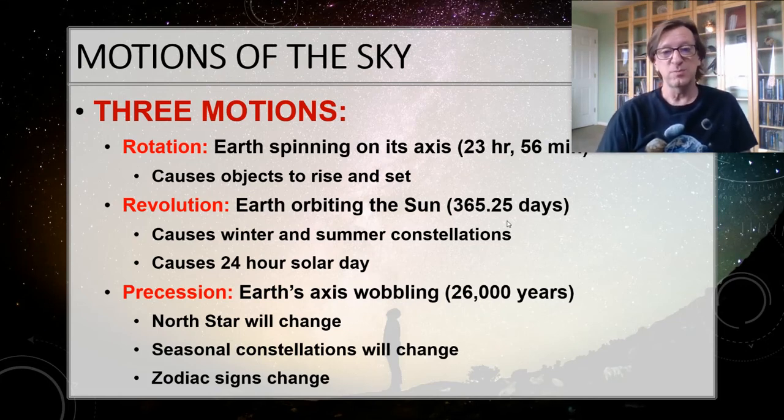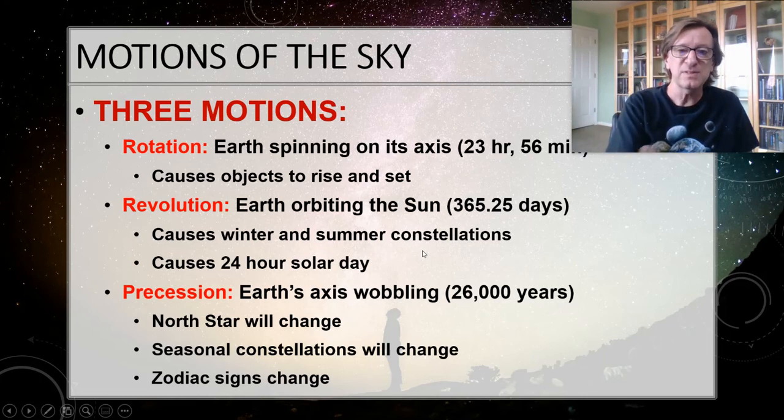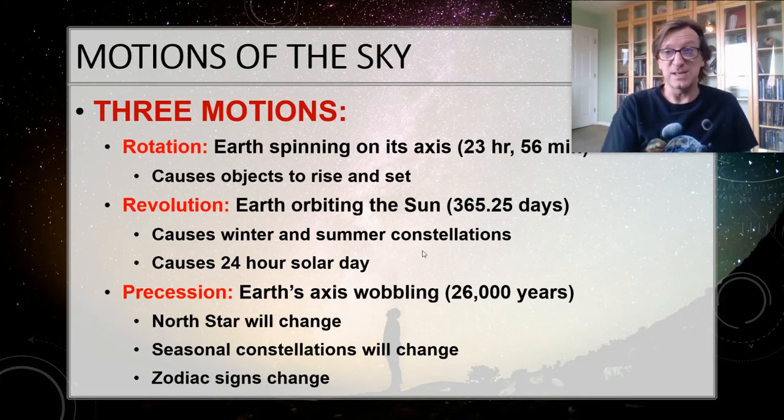Precession, that's the third motion. This one takes a lot longer. So revolution, anything that's happening over the course of several months, that's going to be caused by revolution. Precession takes 26,000 years. So now you're talking about changes that happen over thousands of years. So we'll have a different North Star. Which constellations are north or summertime and wintertime will change. And then, of course, your zodiac signs are changing as well.